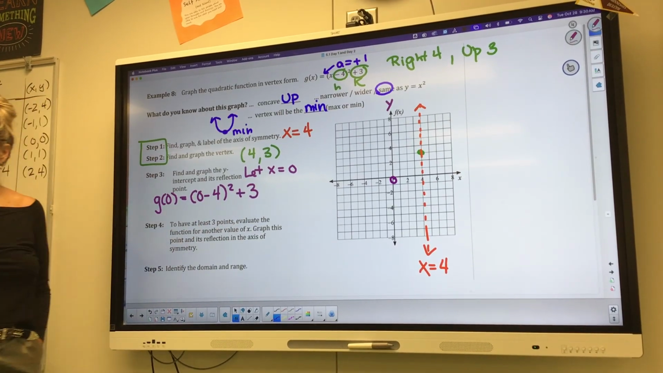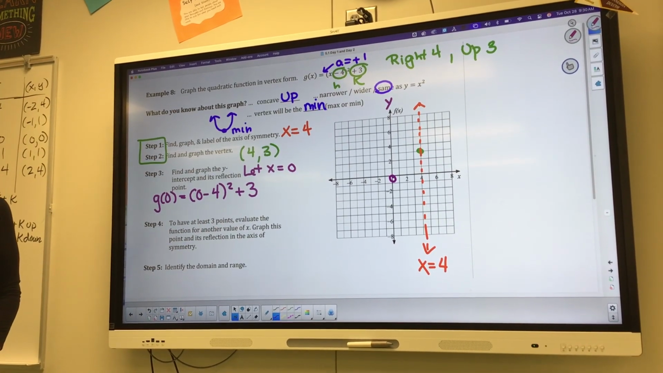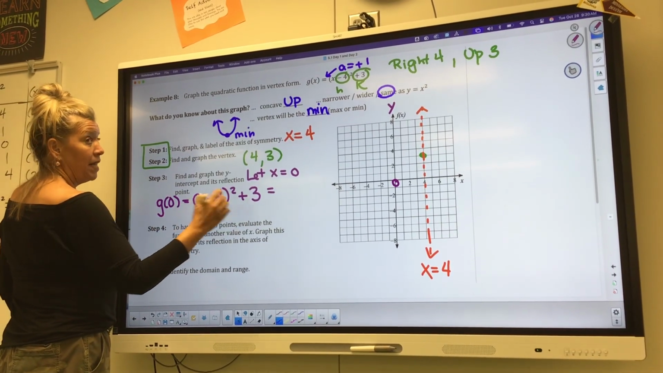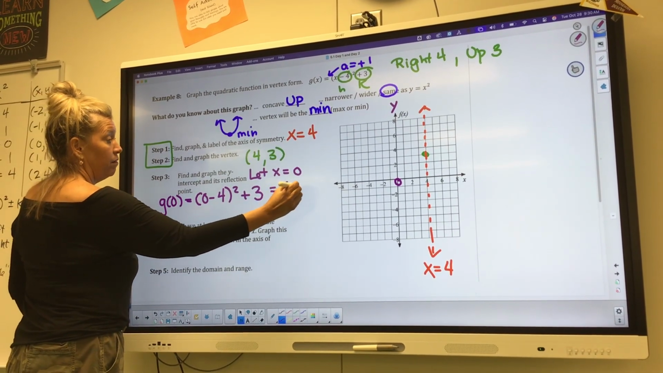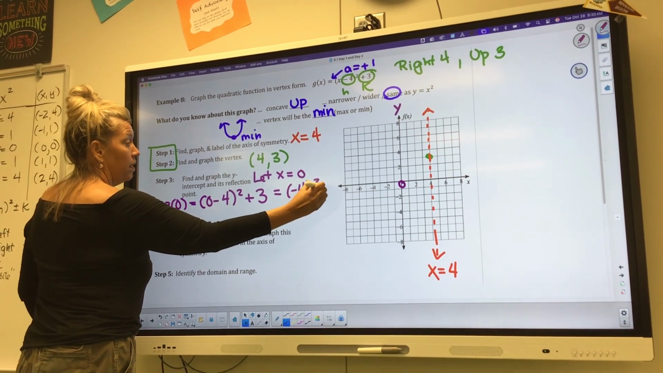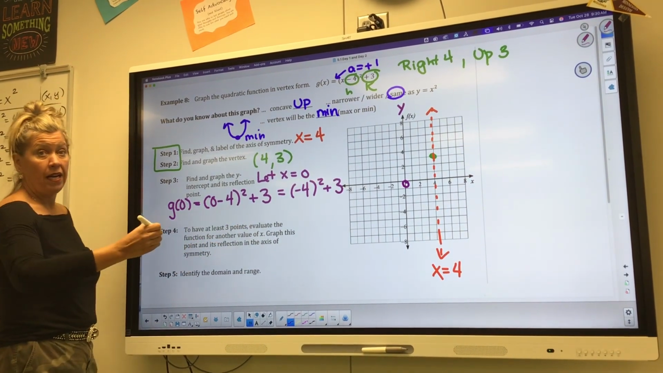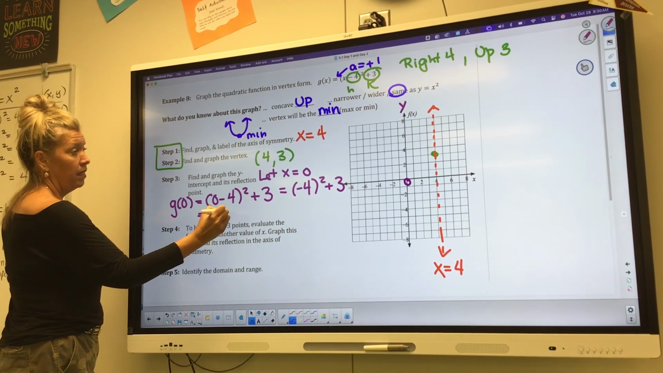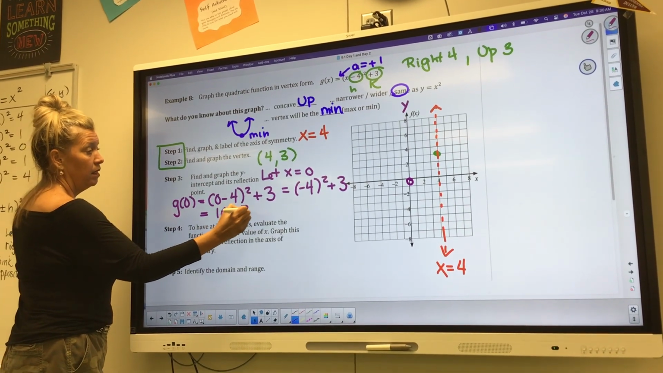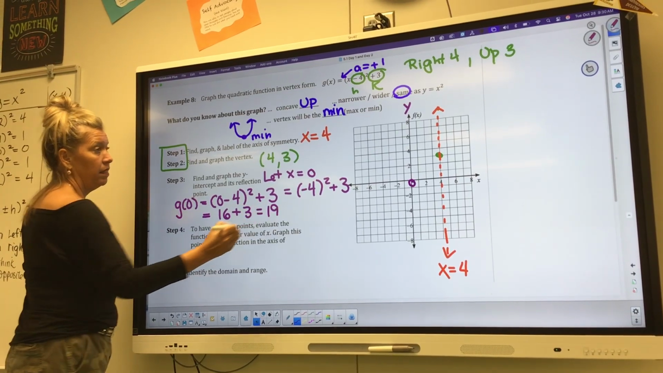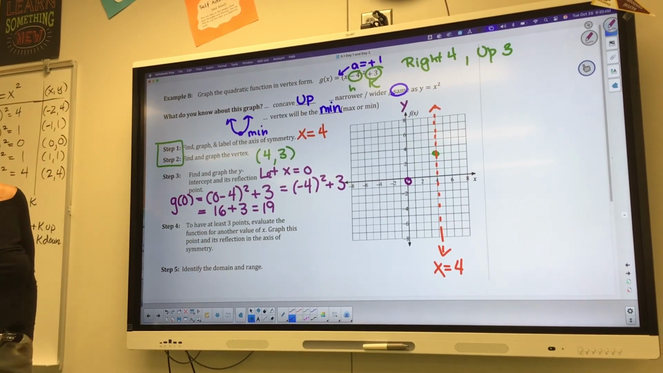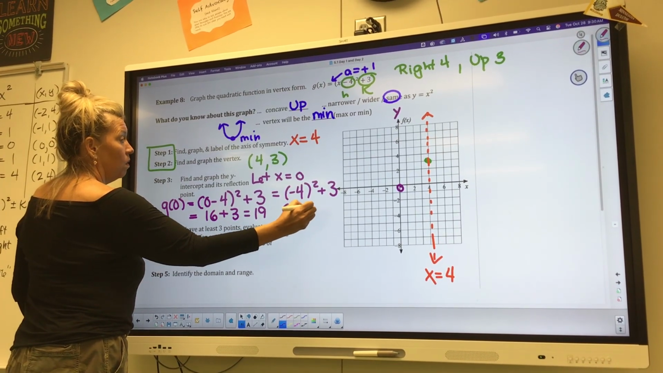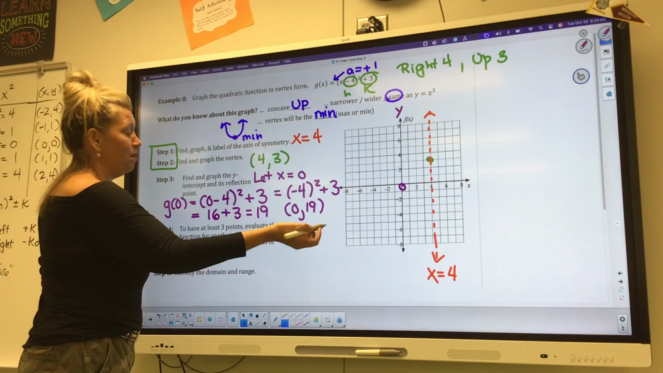And then we simplify this using our order of operations. We do our grouping first. So we group 0 minus 4. We simplify that. We get negative 4 squared. And then we multiply. Negative 4 times negative 4 is 16. And then plus 3, which is 19. So our ordered pair on our y-intercept is over 0, up 19.